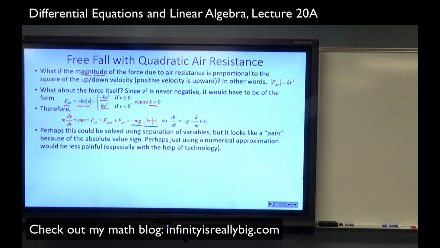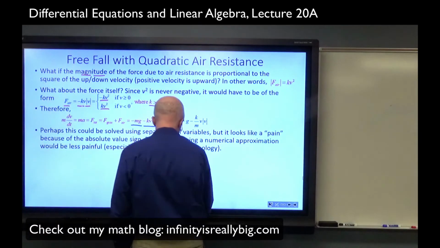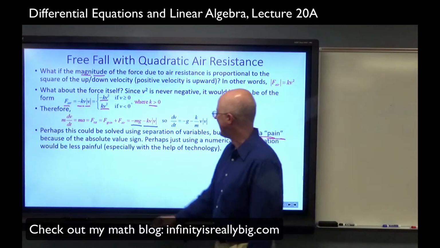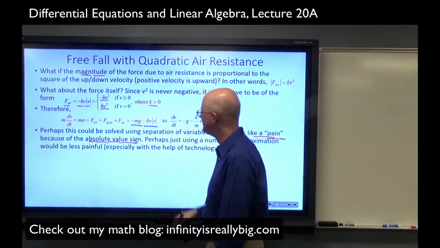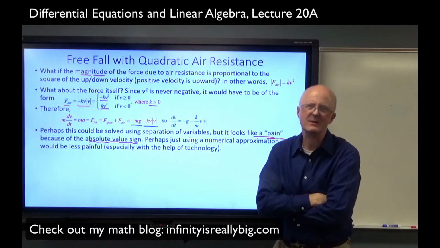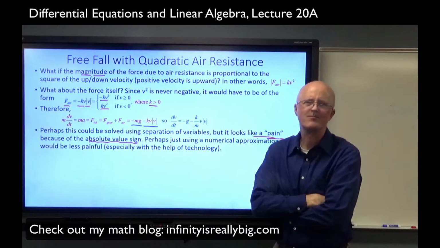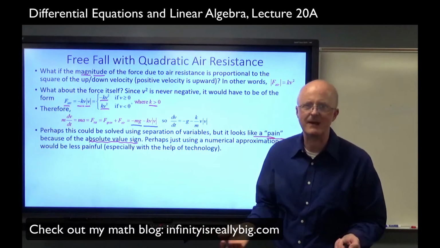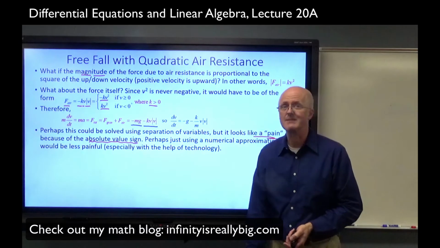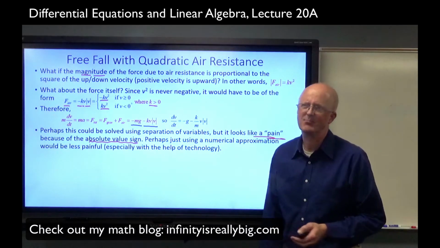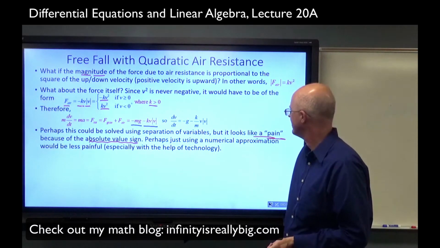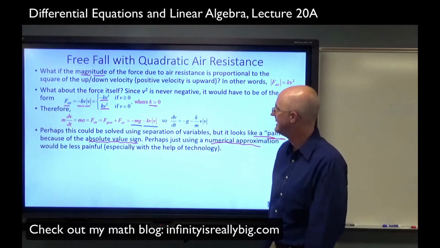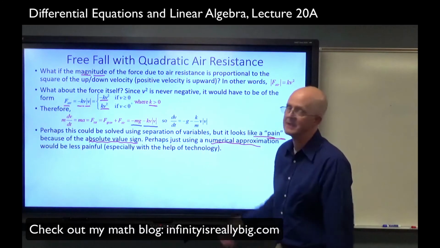Perhaps that could be done, but it does look like kind of a pain, right? Because the absolute value sign in there is probably pretty unpleasant to deal with. Doing integrals involving absolute value signs, oftentimes you have to break the integral into pieces, depending on whether, in this case, v is positive or negative. It sounds like it's perhaps doable, but not pleasant. Perhaps we should just use a numerical approximation like Euler's method. Maybe that would be less painful, especially with the help of technology.